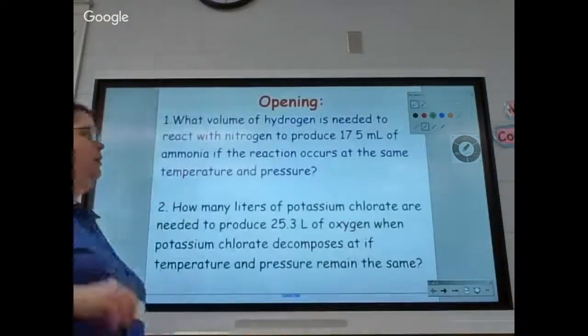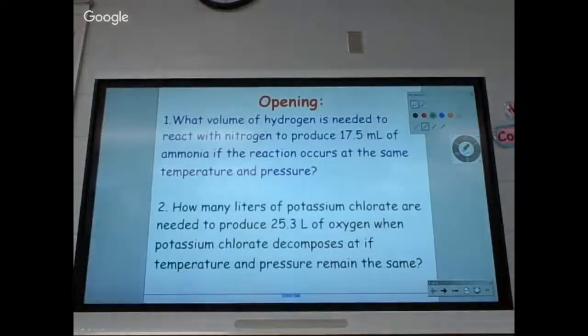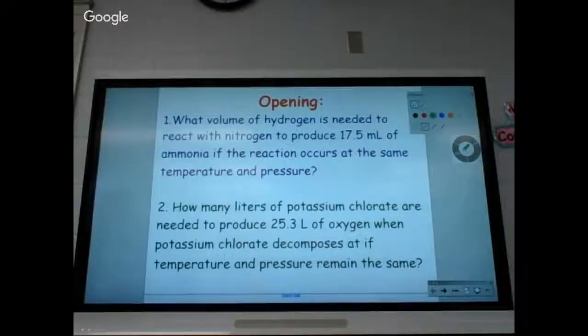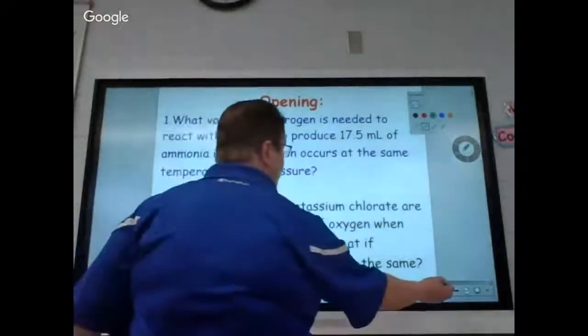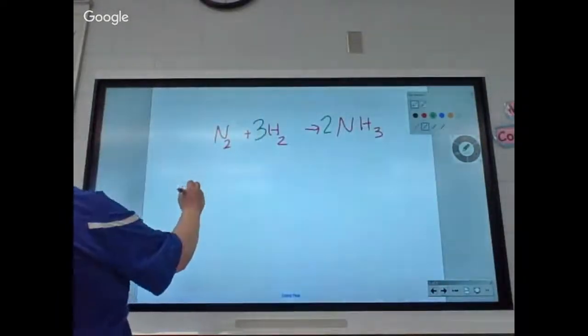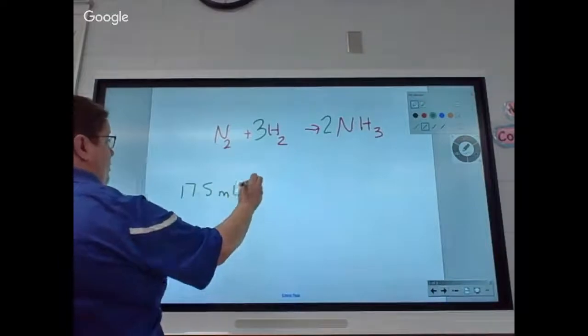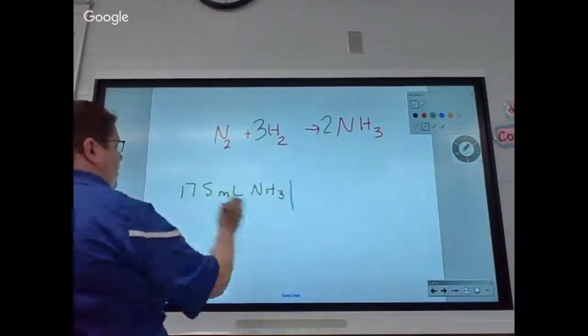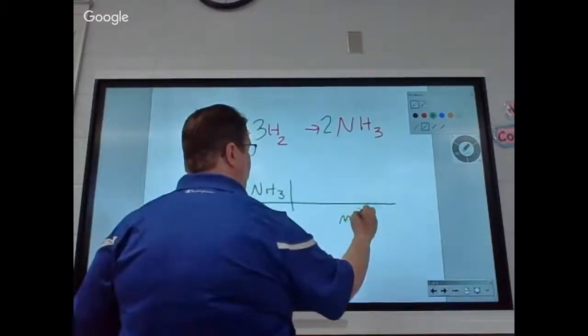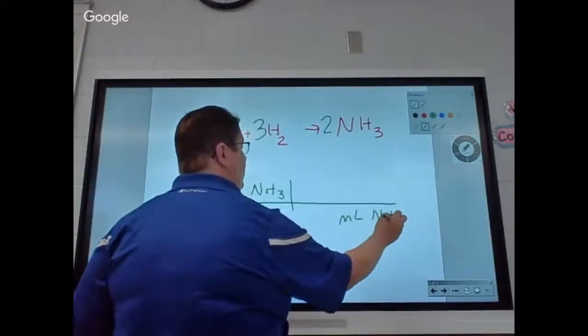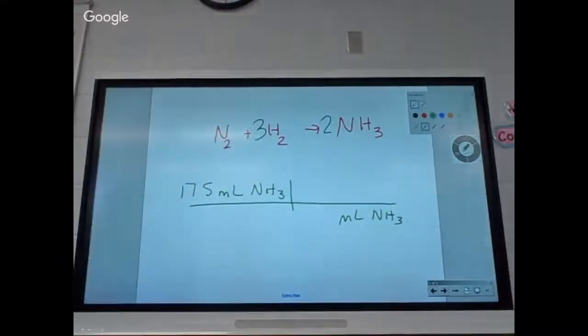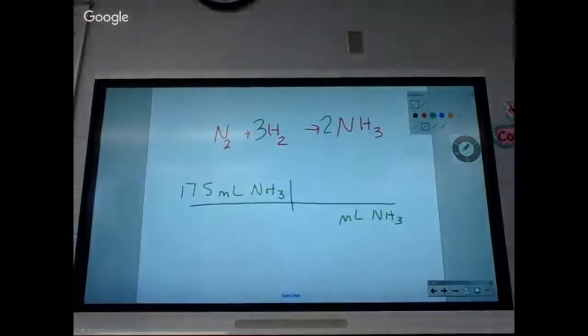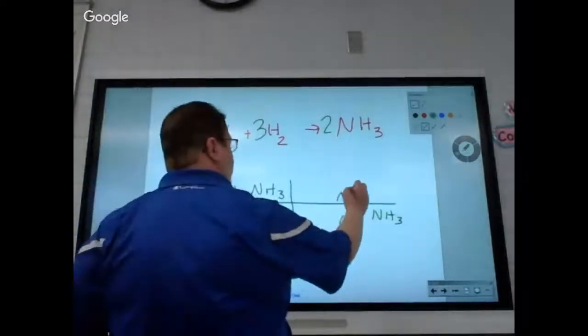I'm sorry. Okay. So when you look at this, some of you probably changed number 1 to liters. Does number 1 have to be done in liters? No. Do it in milliliters, okay? So you have 17.5 milliliters of what? Of ammonia, okay? So milliliters of ammonia. Remember, it's a volume-volume ratio, so you don't have to put it in liters. So volume is milliliters. Go to milliliters.